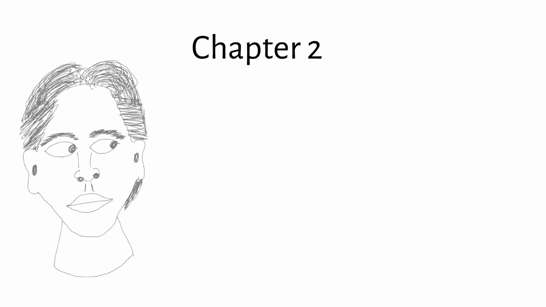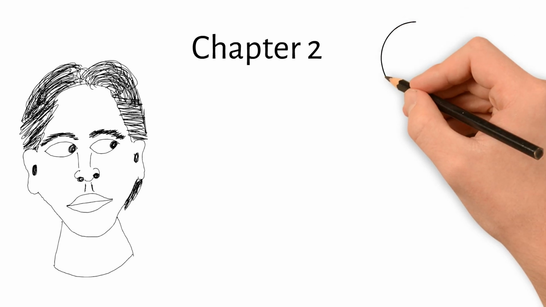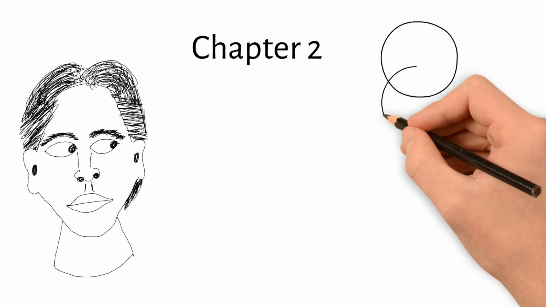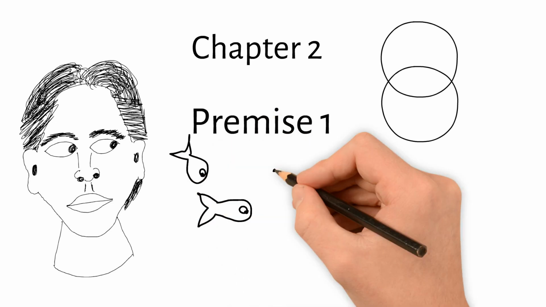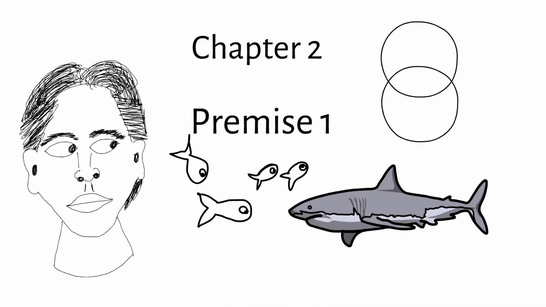Chapter 2. Practical examples of syllogism. Let's look at a simple example. Let's do a shark syllogism. Premise 1, all sharks are fish. Premise 2, a great white is a shark. Conclusion, therefore a great white is a fish.